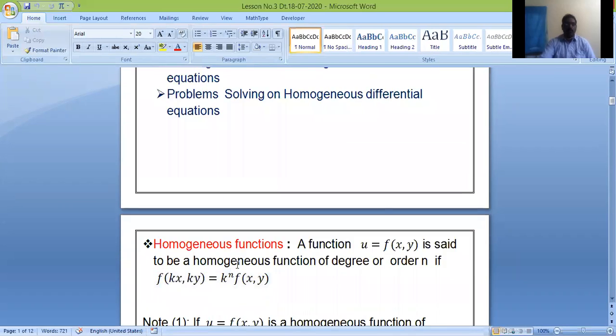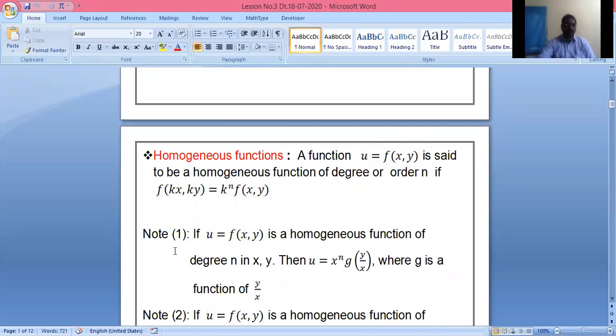What are homogeneous functions? A function u equal to f of x comma y is said to be a homogeneous function of degree or order n if f of kx comma ky is equal to k power n into f of x comma y.